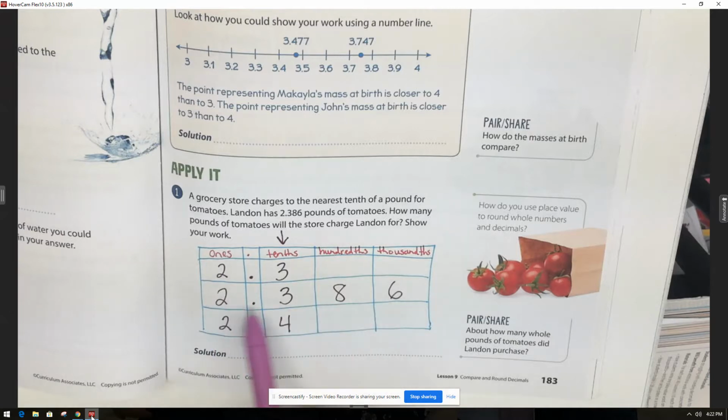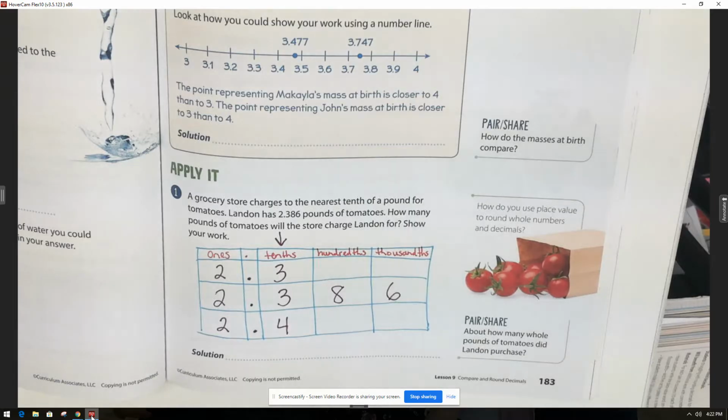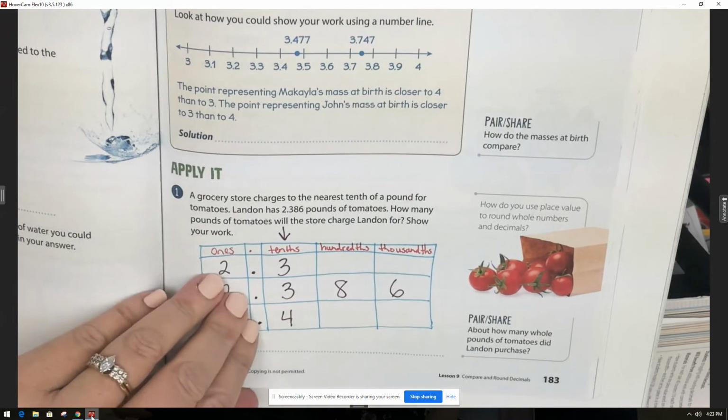And I know that this 2 and 386 thousandths is somewhere between 2 and 3/10 and 2 and 4/10, because this 3 is either going to be rounded down to a 3 or up to a 4. Okay? So that's how I know what these two numbers are. I want you to go ahead and finish filling out this place value chart, and then compare the whole numbers, and then tell me, would this 2 and 386 thousandths round up to 2 and 4/10, or would it round down to 2 and 3/10? All right, go to number 2.